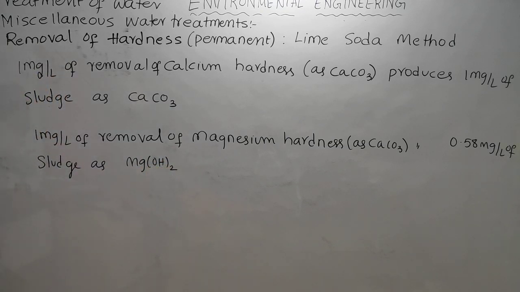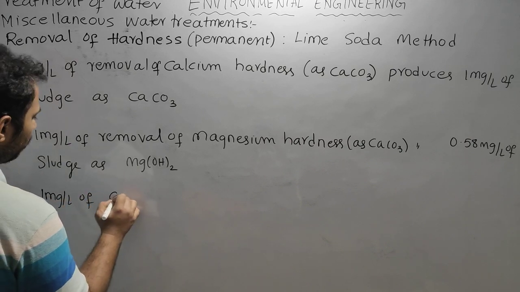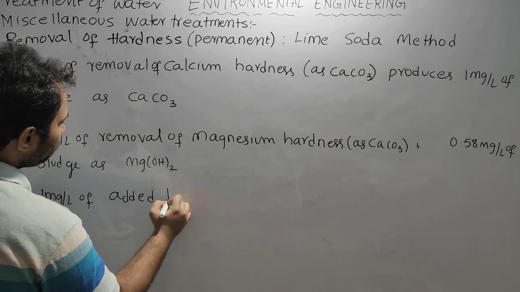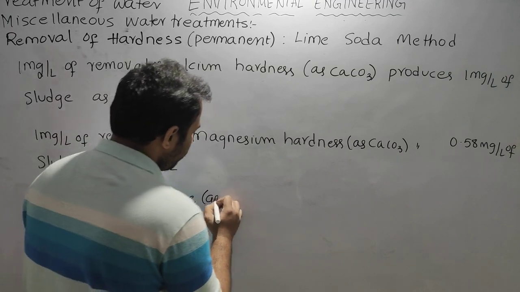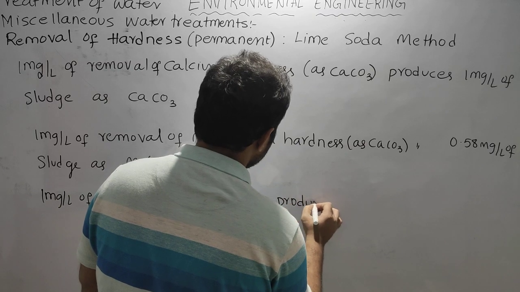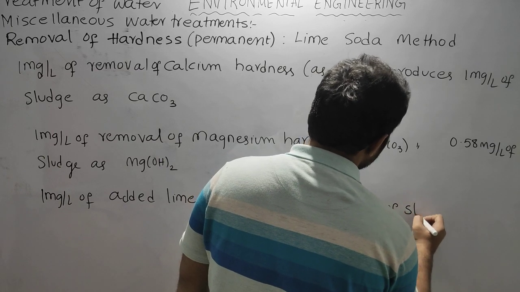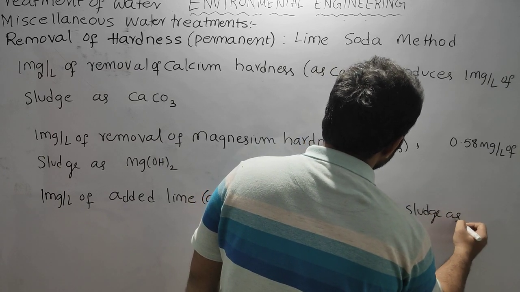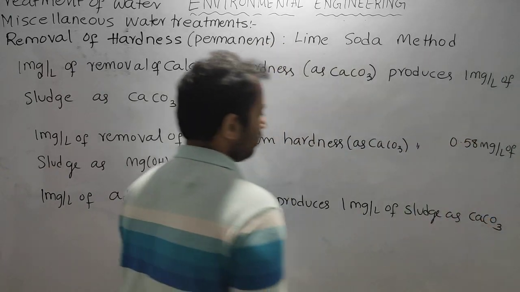1 mg per liter of added lime, whatever the lime we are adding, 1 mg per liter of added lime as CaCO3 produces 1 mg per liter of sludge as CaCO3.